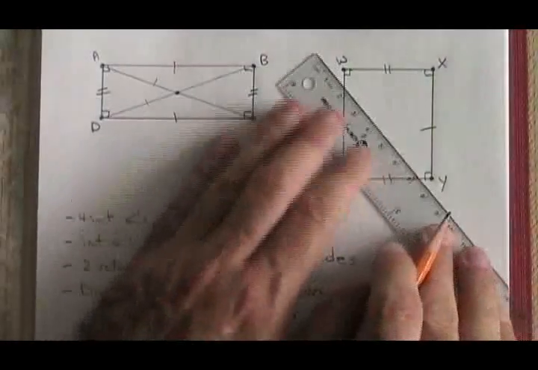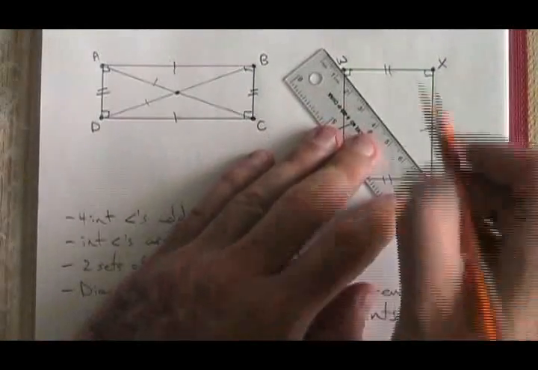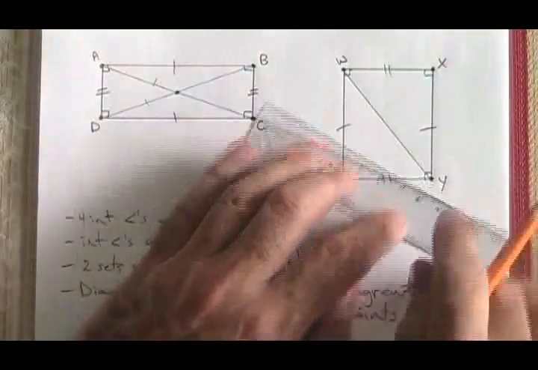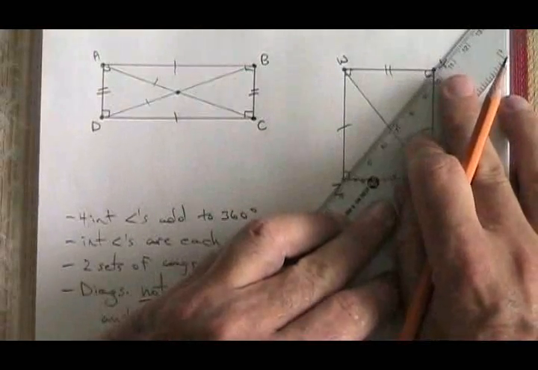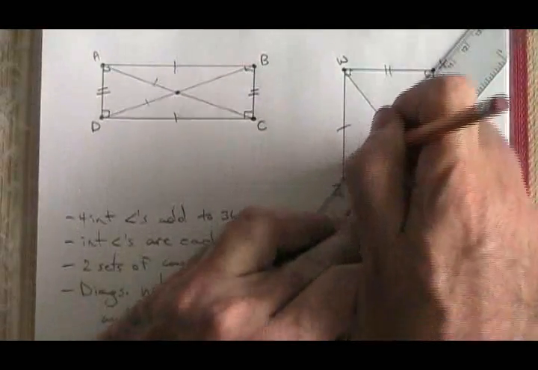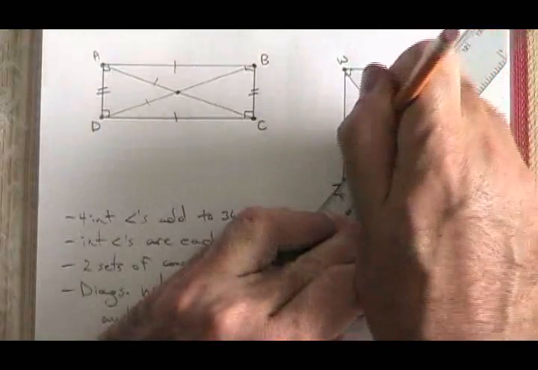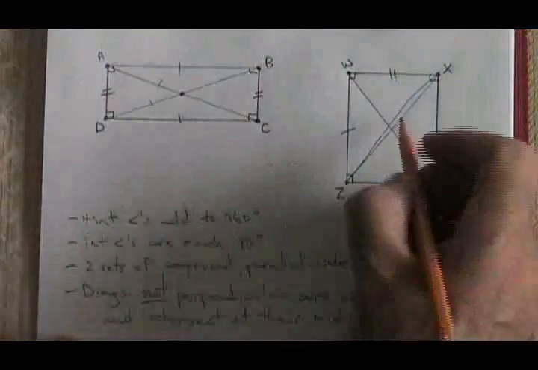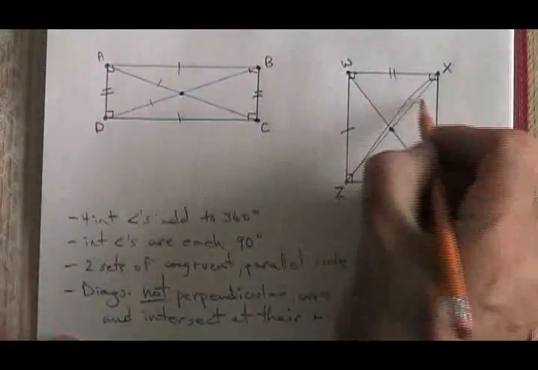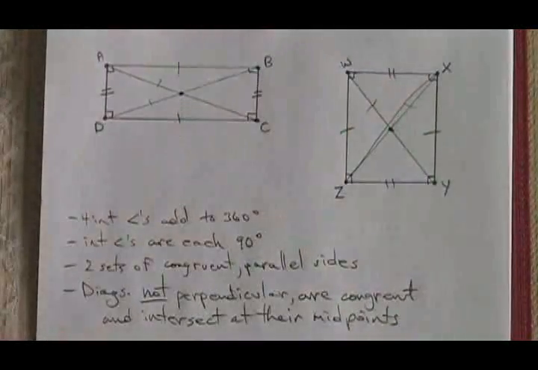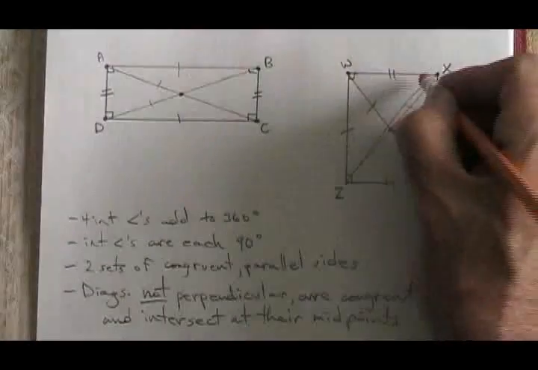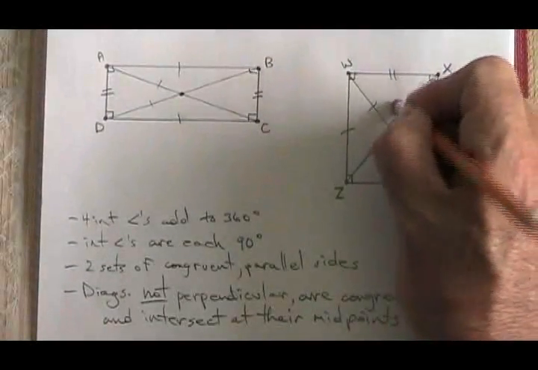The diagonals are not perpendicular, but they are congruent and they have to intersect at their midpoints. Oops, that's a bad line. So this is a midpoint. These two diagonals are congruent, they are not perpendicular. These are the properties of a rectangle.